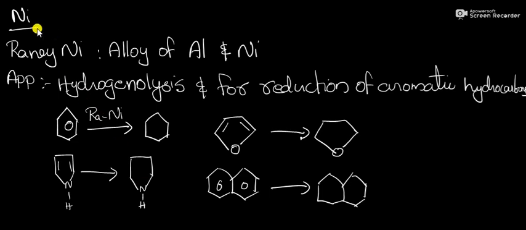Next is nickel. The important catalyst of nickel is Raney nickel, which is an alloy of aluminium and nickel. The important applications of nickel catalyst are hydrogenolysis and the reduction of aromatic hydrocarbons. For example, benzene will be converted into cyclohexane in the presence of Raney nickel, and pyrrole will be converted into a saturated compound.